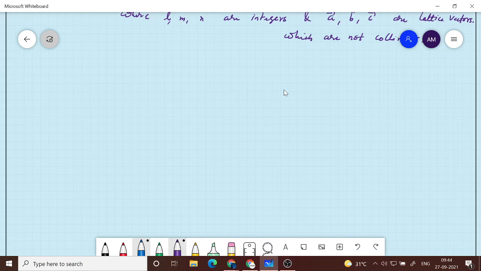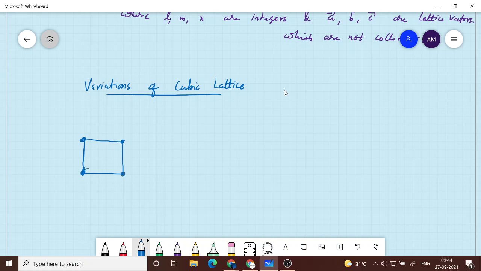For example, let's see the variations of cubic lattice. So there are 3. Number 1 is simple cube. Though it is a little difficult, I will attempt to draw this.